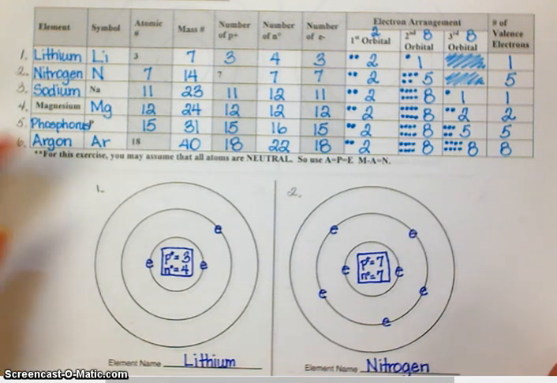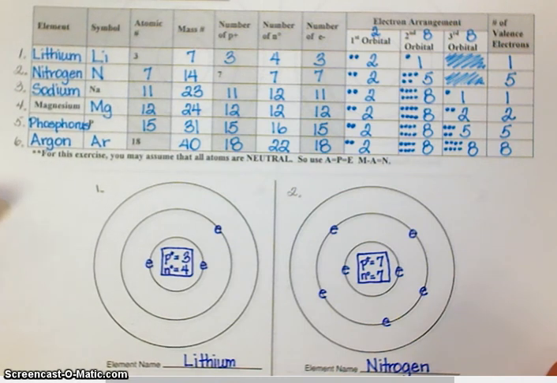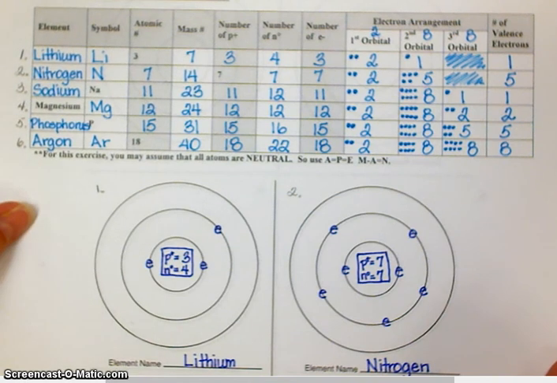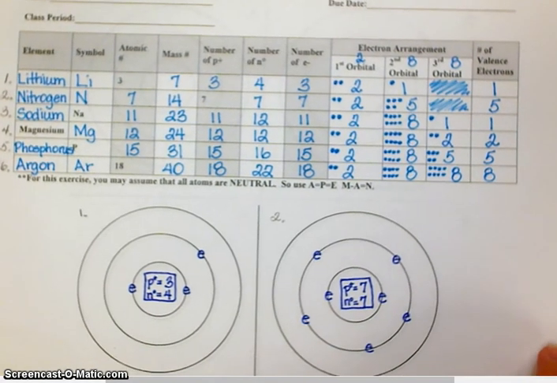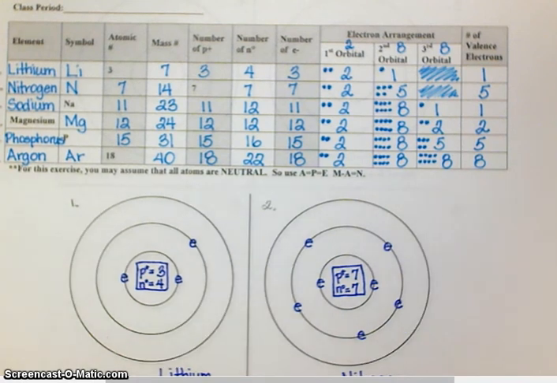Okay, your job is to do 3, 4, 5, and 6. Draw them out. And at the end, I don't want you to cheat and just sit and listen. I want you to actually stop the video, do the Bohr models on the back, okay? And then begin the video again and you can check your work, okay?